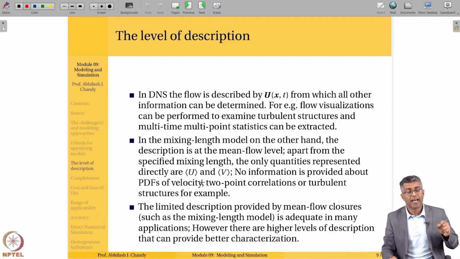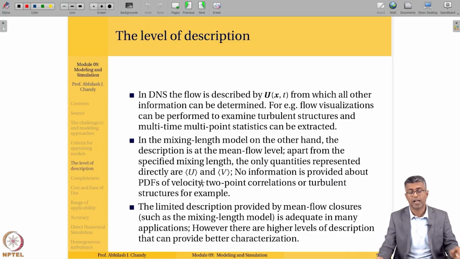Now, let's look at the very first criteria. So you know what a DNS is. Now you know what a mixing length model is. Let's look at our first criteria, which is the level of description. In DNS, the flow is described by U of x,t, and all other information can be determined from it, isn't it? All you need is the velocity at every point in space, at every point in time, and you have the entire flow field at all points for one realization. So that's all you need.